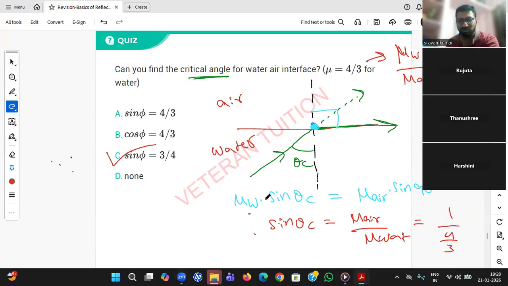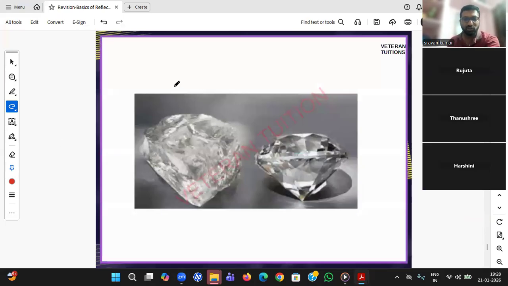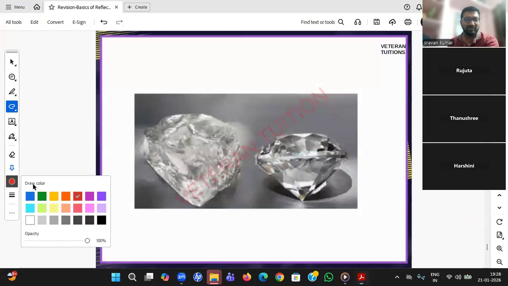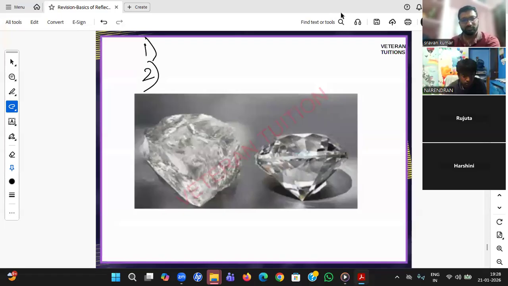So last 5 minutes, students. Please hold on. Now, why the diamond chains? Yes, Narendran, why the diamond chain, student? Give me 2 reasons. The total internal reflection. Very good. Next. Anybody who can give the next condition? Okay, so student, total internal reflection, absolutely right.